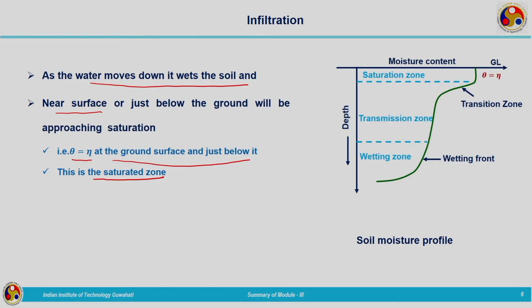So, for understanding the infiltration process, we went through the soil moisture profile. The soil moisture profile had the schematic representation as shown in the figure. We put soil moisture on the x axis and soil depth on the y axis, and found that it can be divided into 4 different zones. At the top we have the saturation zone, and just beneath that a transition zone, which separates the saturated zone and the unsaturated zone.